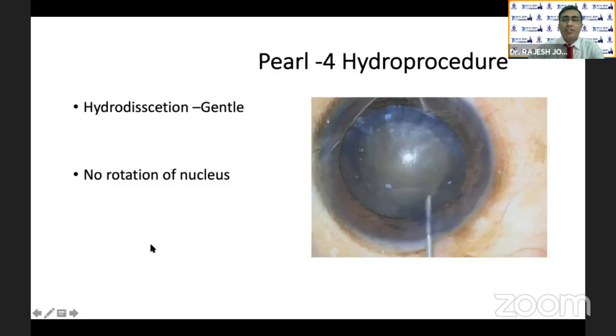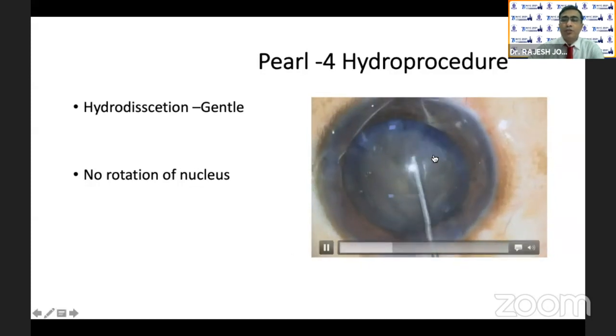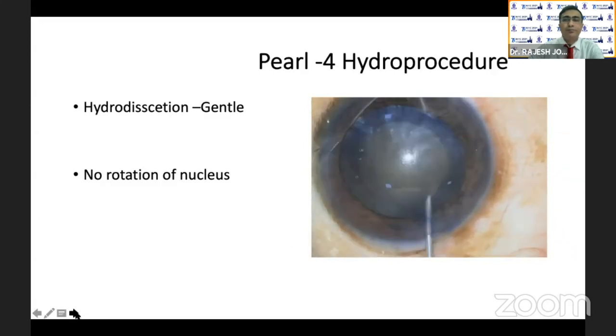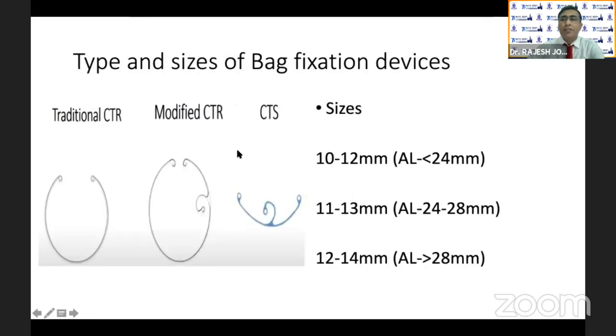Hydrodissection should be gentle. Don't use too much fluid for hydrodissection, and you should avoid the rotation of the nucleus. You can see the extravasation of the dye from the zonular area. Now, the timing of placement of endocapsular ring is debatable. You can place it after the CCC, that is before management of the nucleus, or after the nucleus and cortical removal.